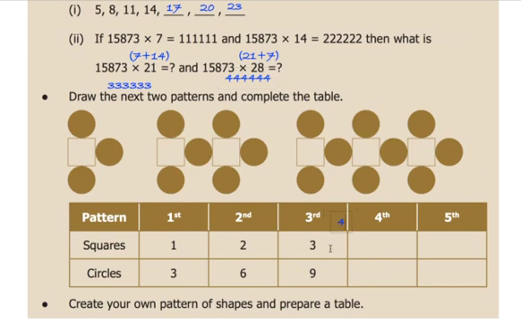You'll add one more, right? 4 squares. How many circles? Circles will be added by 3. Okay, that you draw and check for yourself. Okay, and pattern 5, 5 squares, circles will be 15. Fine.